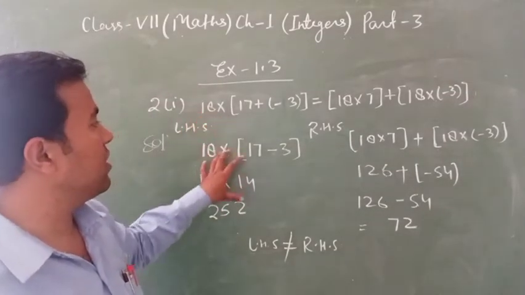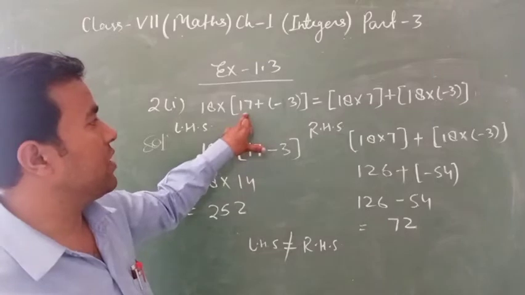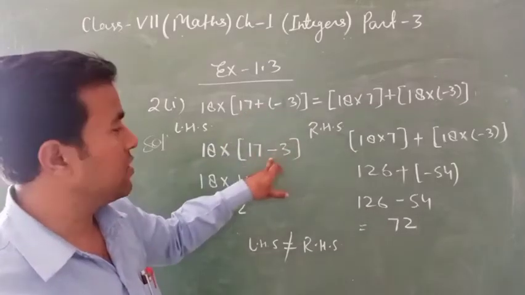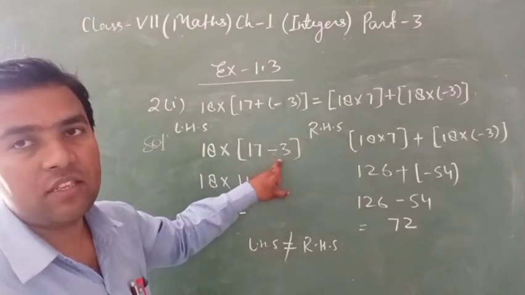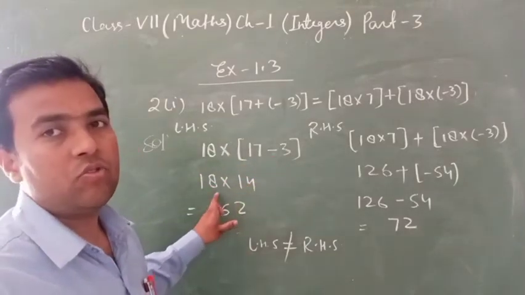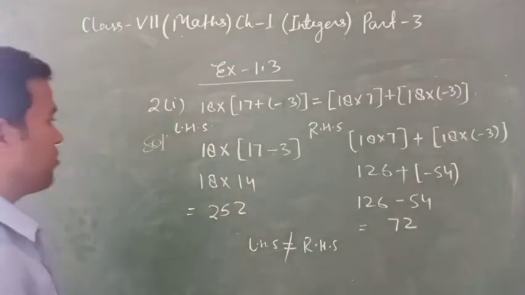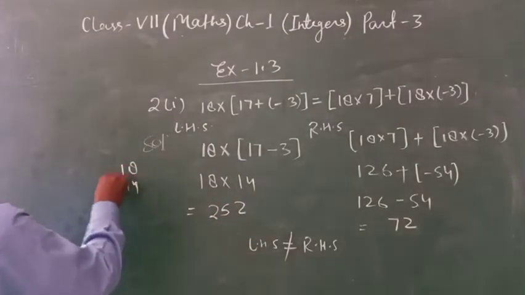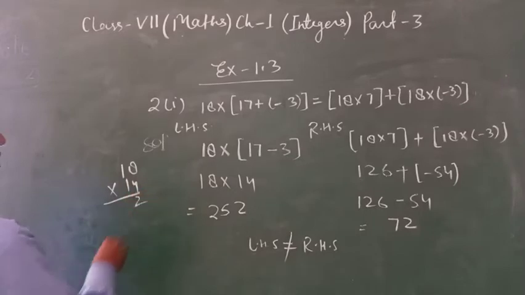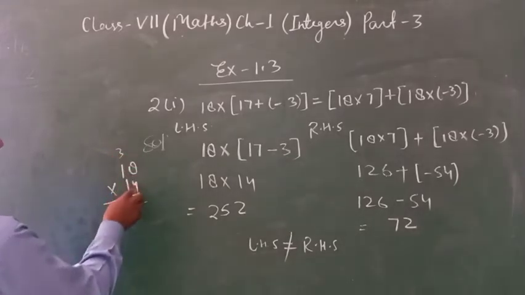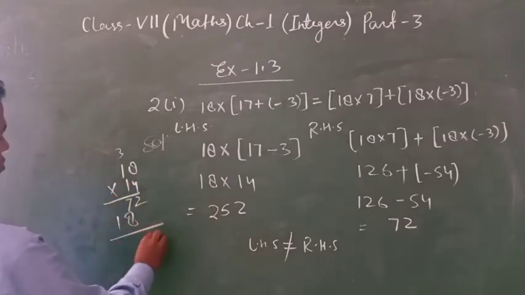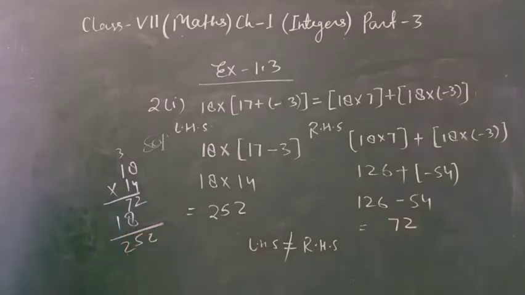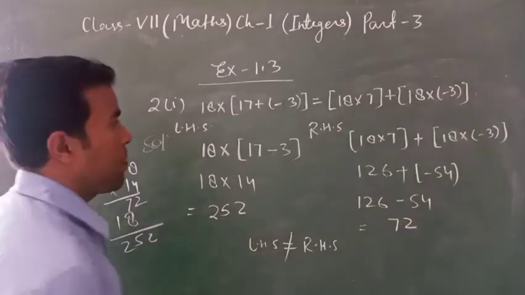So left hand side: 18 into 17 plus into minus 3. Clear? So 18 into 17 minus 3 is 14. 18 into 14 if you do it, clear? 18 times 4 is 72, 3 carry 4, 1 times 4 is 4, 3 and 4 is 7, 1 times 8 is 8, 1 times 1 is 1, 2 5. So the 252 is clear.